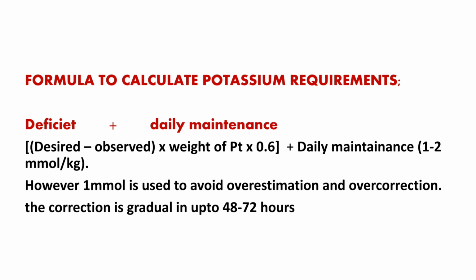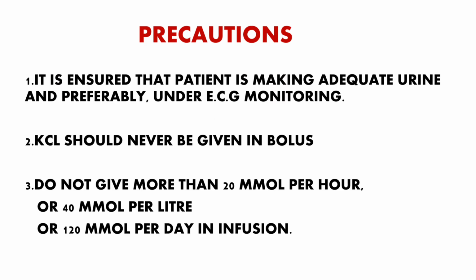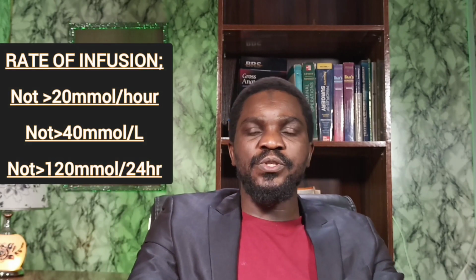It should be ensured that the patient is making adequate urine and preferably under ECG monitoring. Potassium chloride should never be given in bolus. Do not give more than 20 millimoles per hour, or more than 40 millimoles per liter, or more than 120 millimoles per day in infusion. And one should check urea and electrolytes daily.